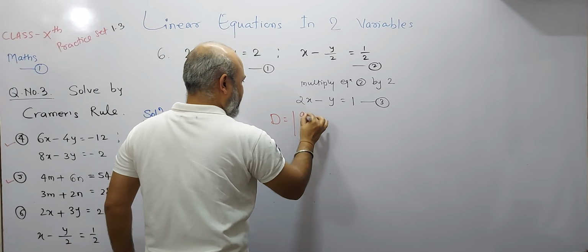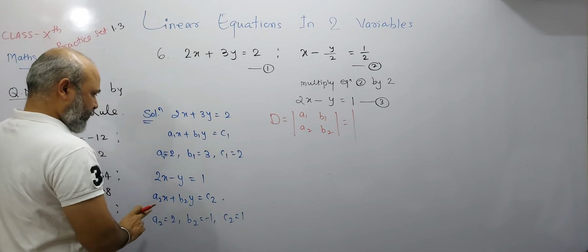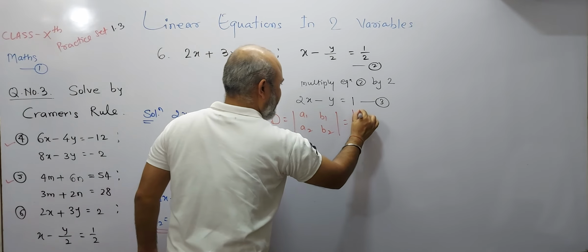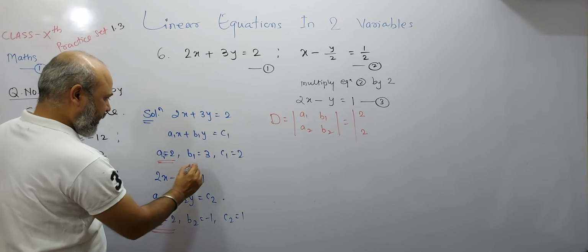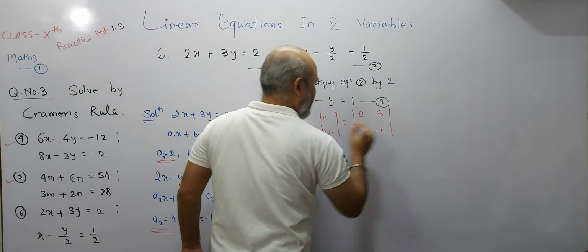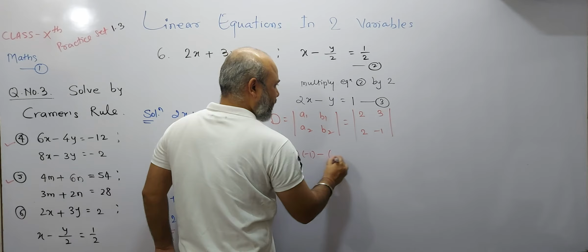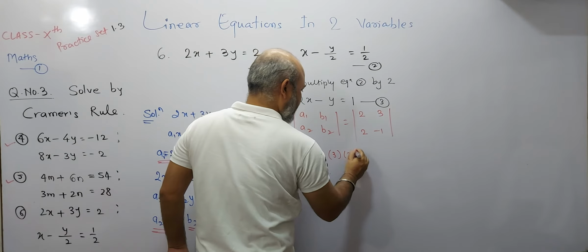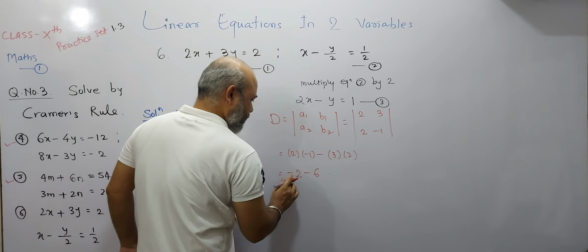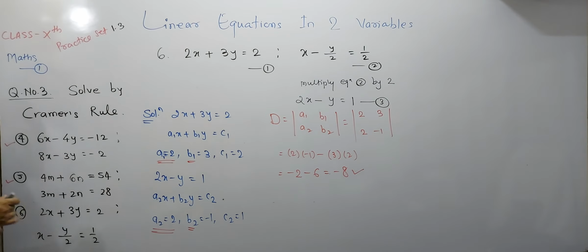So D is what? A1, A2 and B1, B2. So what is A1, A2? So A1 is 2, A2 is 2. A1 and A2 is both the same, so that 2 and 2. What is B1 and B2? So B1 is 3 and B2 is minus 1. 3 minus 1. How we will solve this? So this is equal to what? 2 multiplied by minus 1 minus 3 multiplied by 2. So this will be equal to what? Minus 2 minus 3 2s are 6. So minus 2 and minus 6 is minus 8. Okay. So this is the value of D.